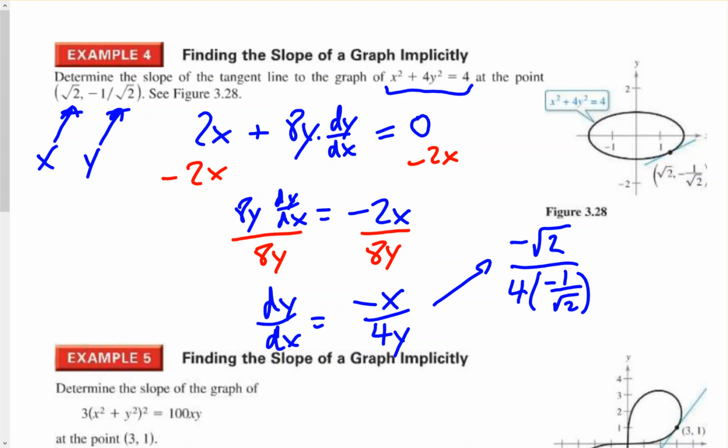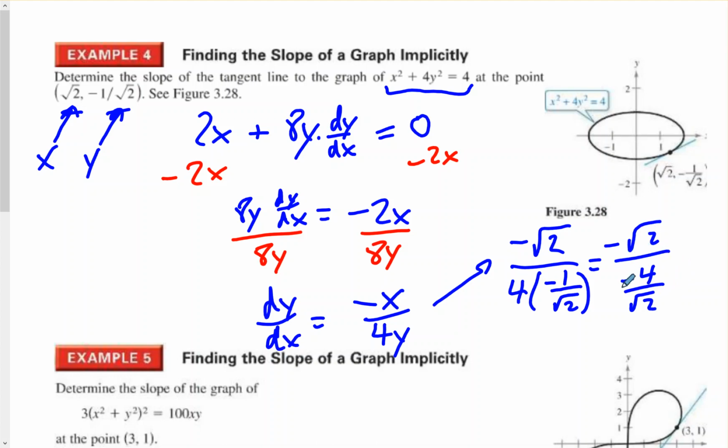Okay, so what does that give us? So if we have this, this would be negative square root 2 over 4 times negative 1, that would be negative 4 over square root 2.